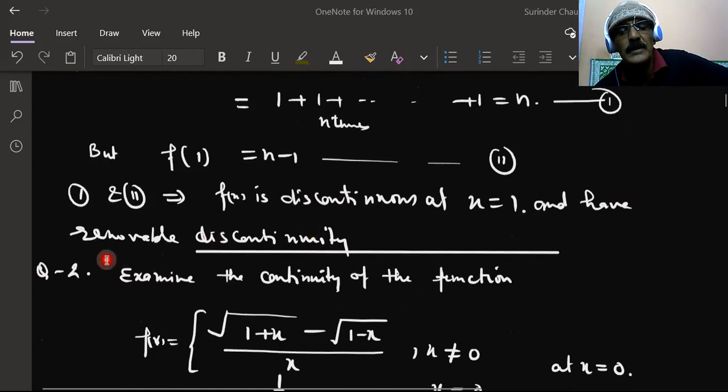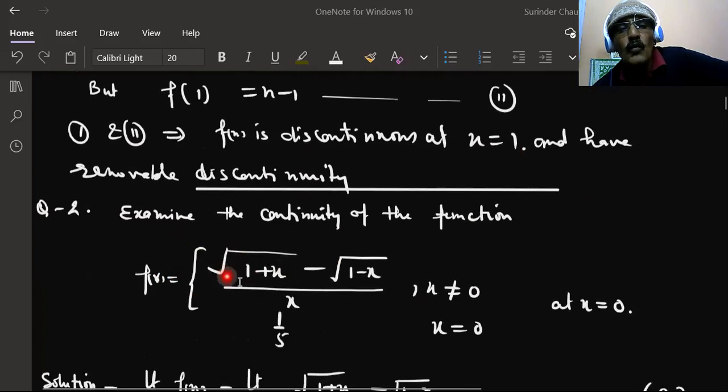Now let's go to the next question. Examine the continuity of the function f(x) = (√(1 + x) - √(1 - x))/x if x is not equal to 0, and 1/5 if x is equal to 0, at x = 0. So we want to discuss it.